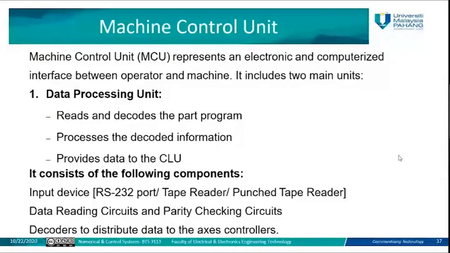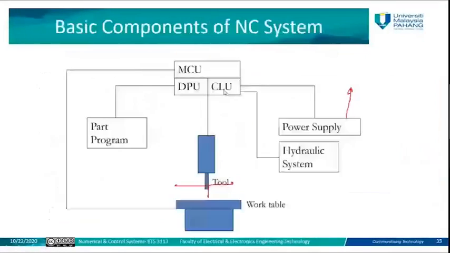So the machine control unit consists of two main units, as we already mentioned before in the diagram. The first is the data processing unit. The second is the control loop unit. The data processing unit will receive the part program, the program instructions. Then the control loop unit is the one that will send the action to the hydraulic system in order to perform the mechanical control on the tool or on the machine.